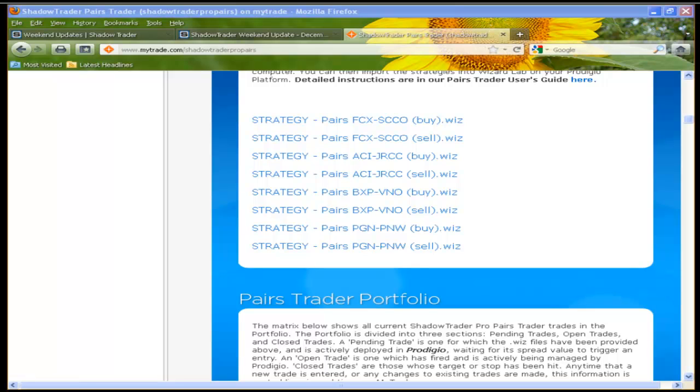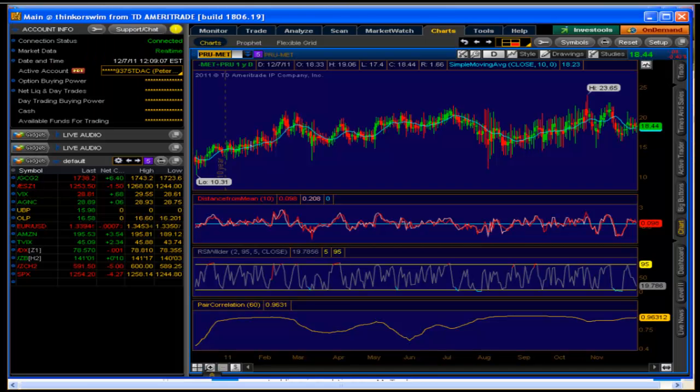If I scroll down to that middle section in the newsletter where the strategies are, you can see that there are whiz files for buying and selling FCX SCCO, ACI JRCC, BXP Vino, and also PGN PNW. And PGN PNW actually already fired today, correct? We know that that's an active pair. And just to show you here on my Thinkorswim platform, right?